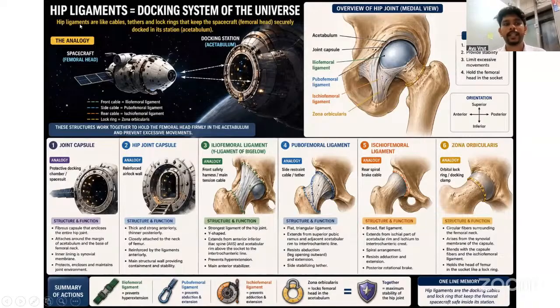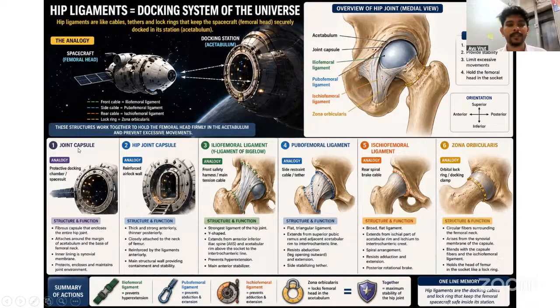So hip ligaments is nothing but docking system of the universe. यानी कि hip ligaments एक केबल की तरह है, एक tether की तरह है, एक लॉक रिंग की तरह है, that keeps the spacecraft यानी कि femoral head docked to the acetabulum. Can you appreciate this? The femoral head of the spacecraft is getting docked to the acetabulum. अब ligaments जानने का मजा कुछ अलग ही रहेगा.